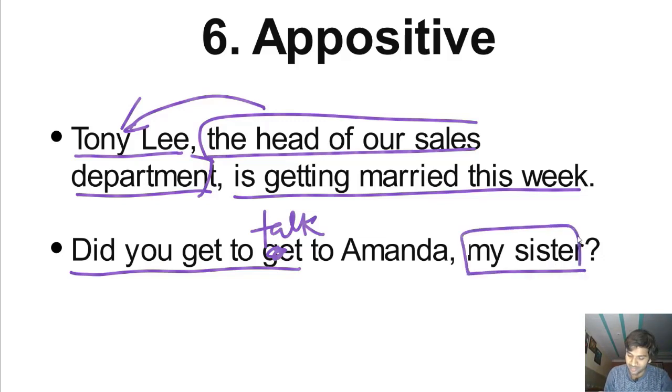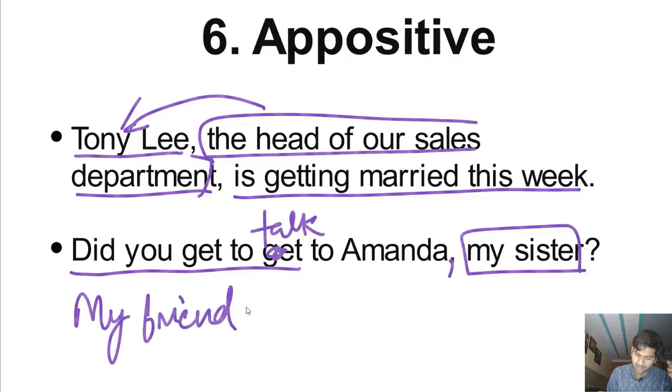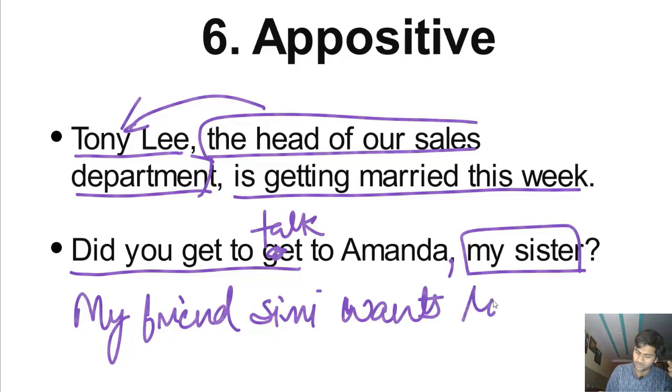Amanda, who is my sister? So Amanda is a proper noun, right? That's why this comma is there. Amanda, my sister. Now, it can be essential for the sentence as well. My friend Simi wants to talk to you. My friend Simi, I don't know what's wrong with the pen, wants to talk to you.